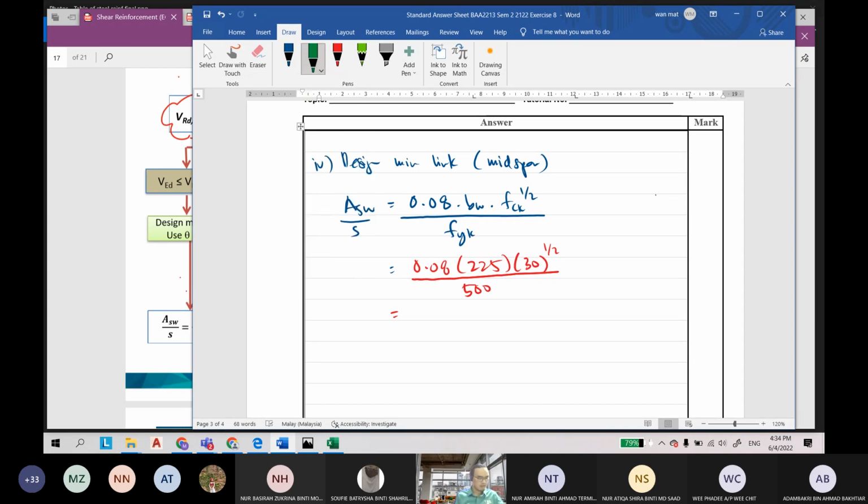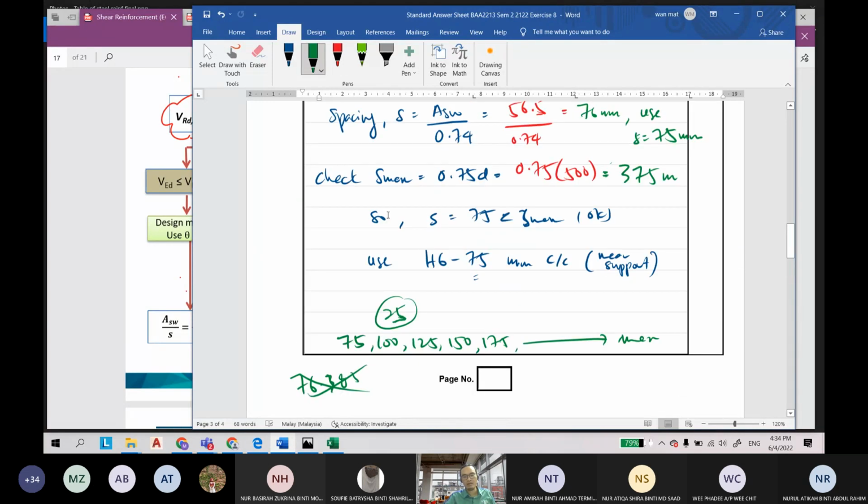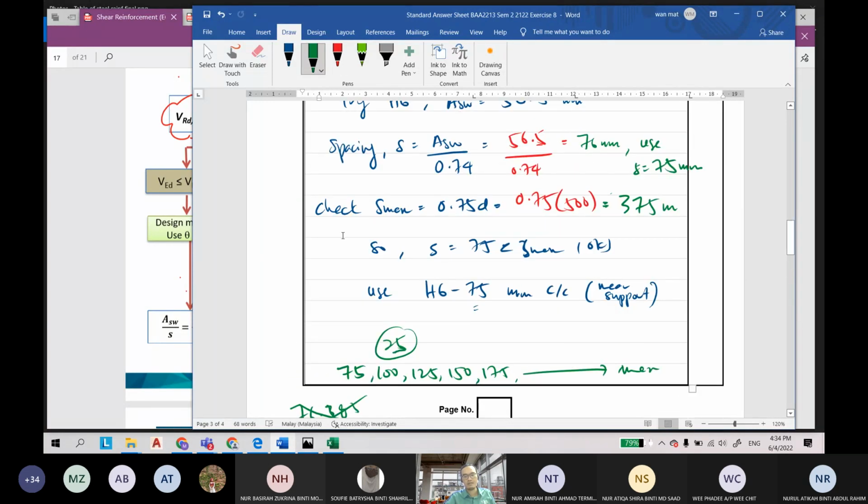Okay, any value? Any answer, class? 0.197. Okay, we can assume as 0.2. Thank you. Okay, so just use like this one. Just repeat this step.